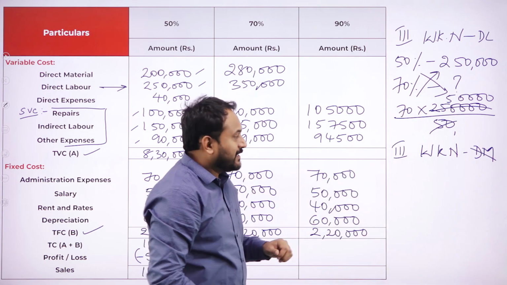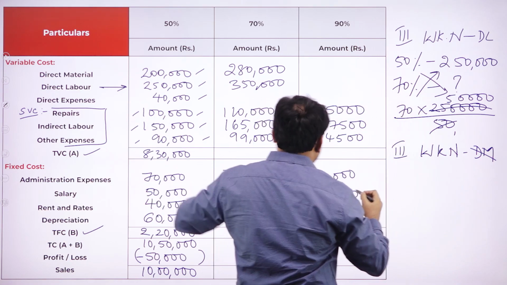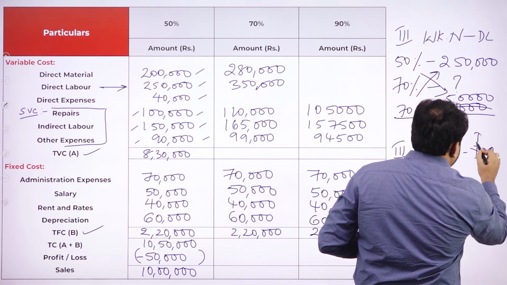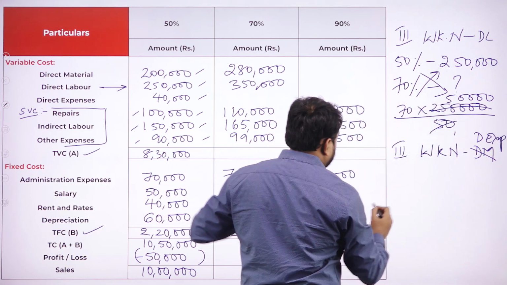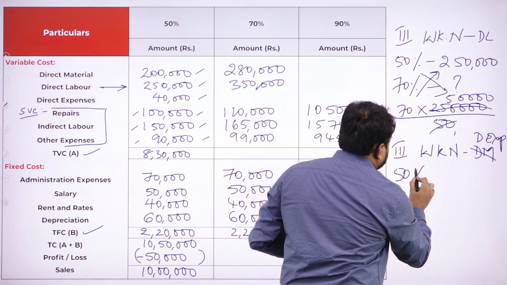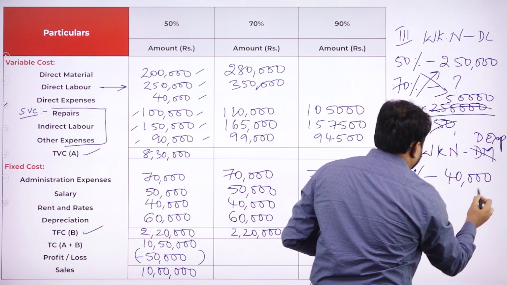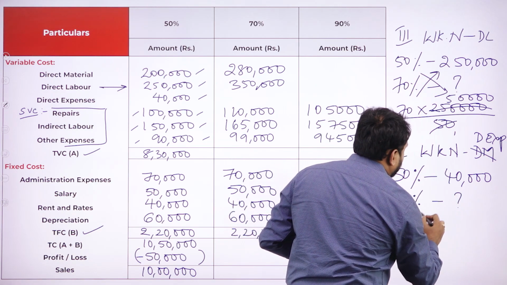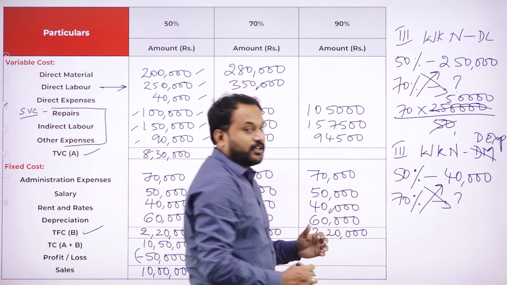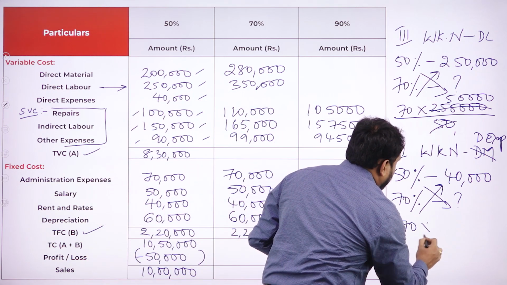Okay. So let's go with the working note for DM is done, DL is done. Now direct expenses. So we'll go with direct expenses here. That is 40,000. So 50% is there, and it is 40,000 rupees. So for 70%, how much? Again, cross multiplication is what we are supposed to do.